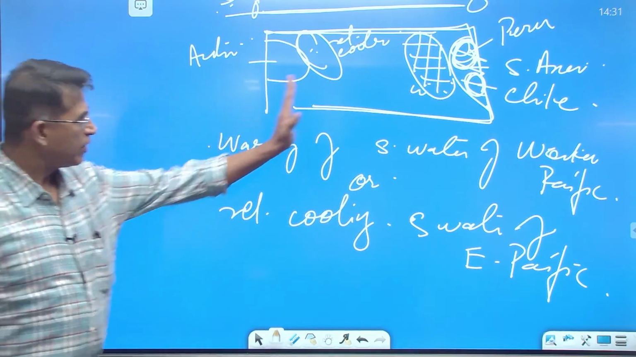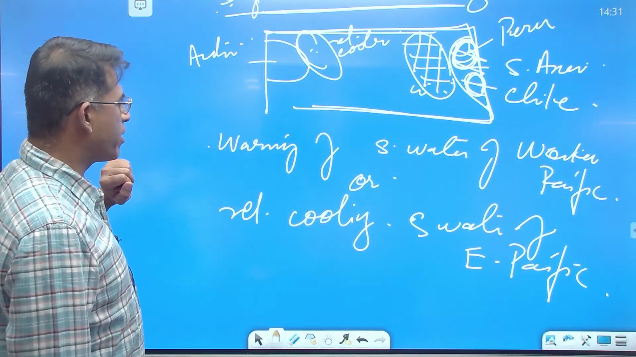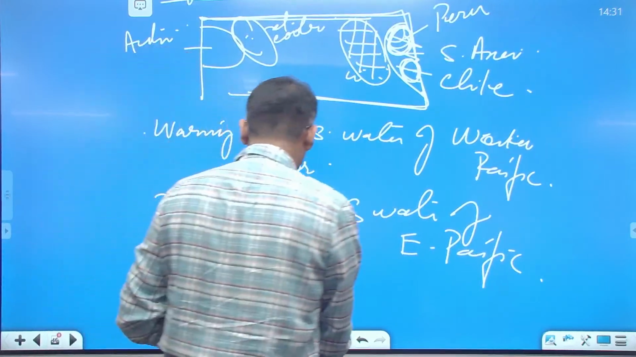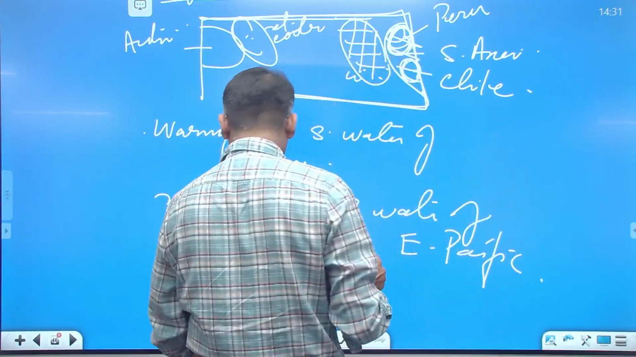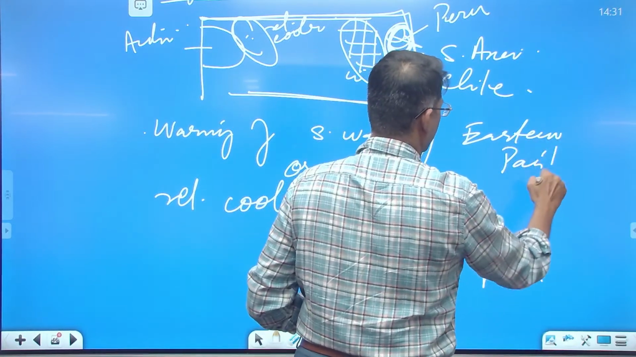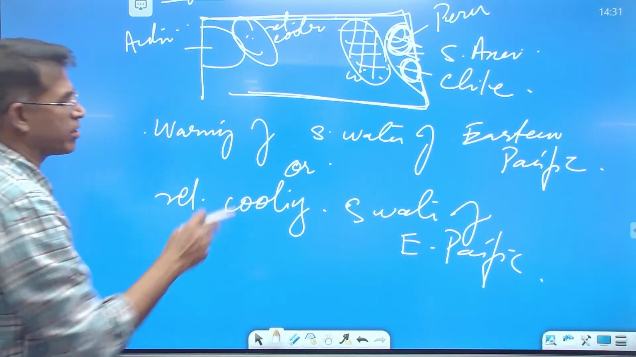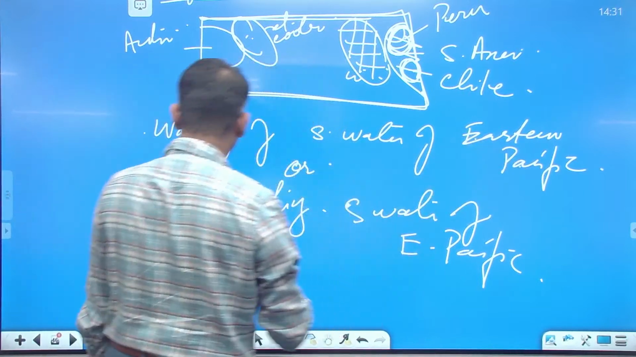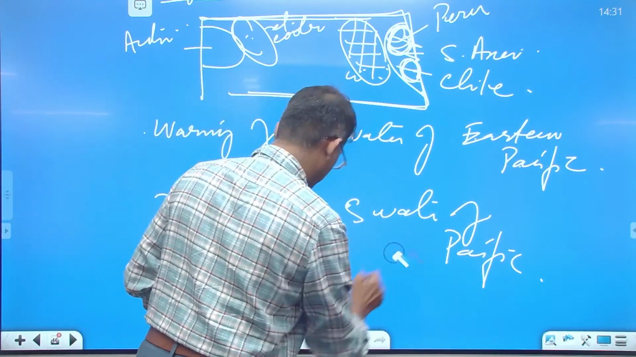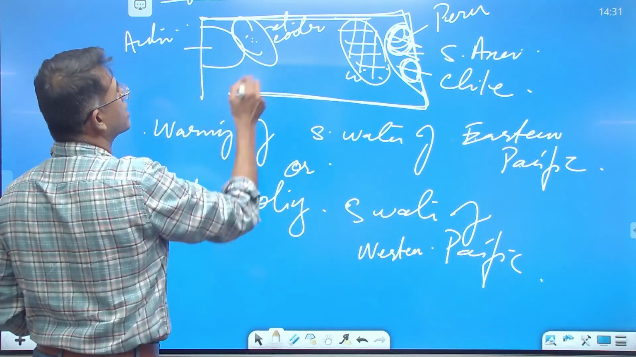Relative warming of the western waters, say. I'm sorry, my east and west are mixed up. Okay, warming of the southern waters of the Eastern Pacific, or relative cooling of the southern waters of the Western Pacific. So this gets relatively cooler.